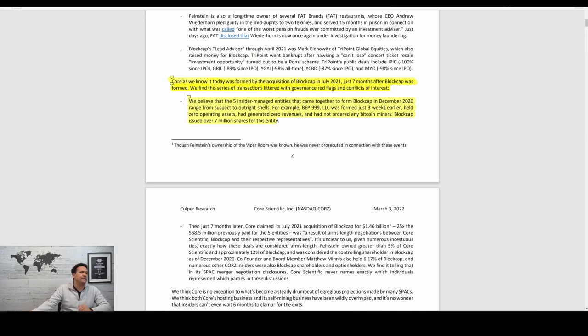Block cap issued over 7 million shares for this entity. Basically, they're suggesting that what they paid for those entities amounted to $1.46 billion for what they say was worth only $58.5 million.